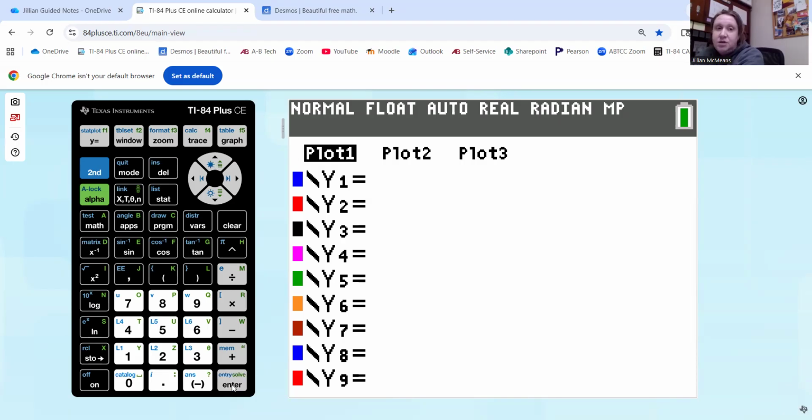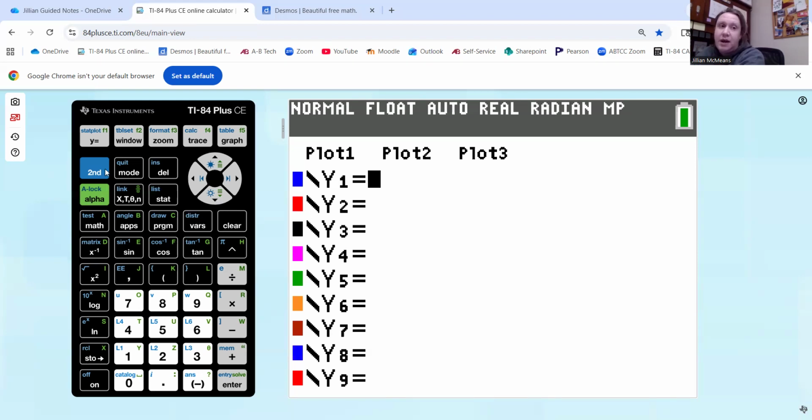If I hit enter and then go down, that plot is on, okay? If I go back up and hit enter and then go back down, I've turned it off. So if we go up, hit enter, it's on, up, hit enter, it's off. That is the quickest way to turn the plot on and off, and that's how I'll typically do it.